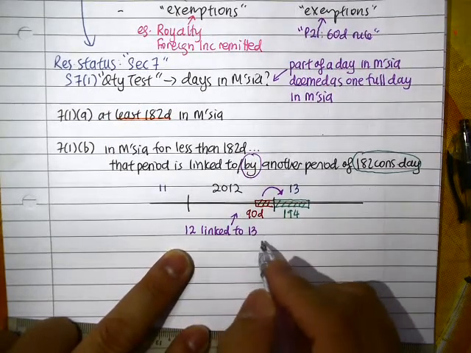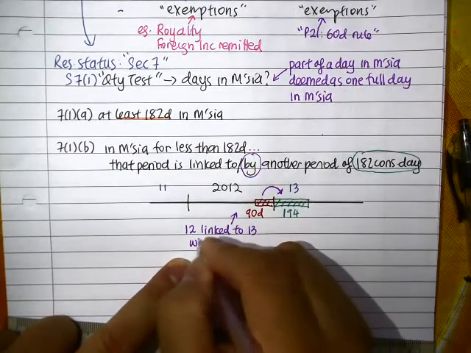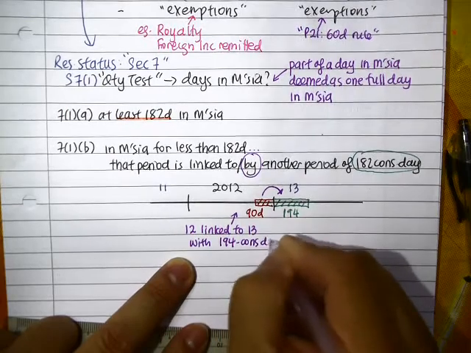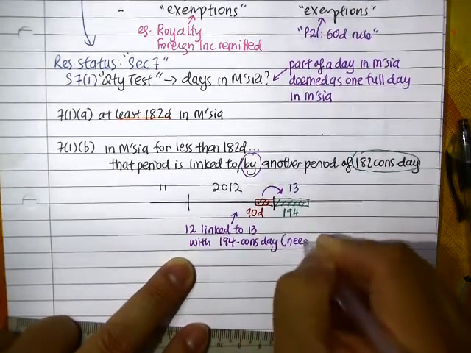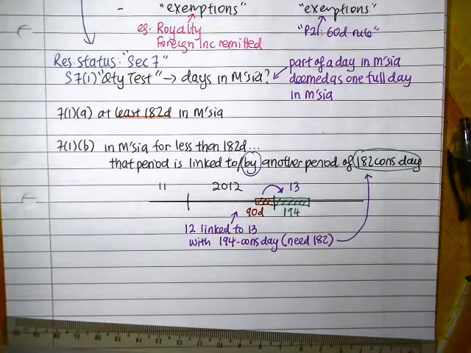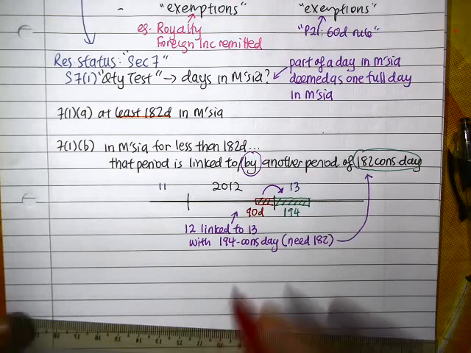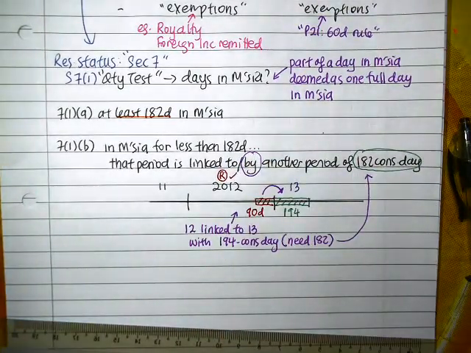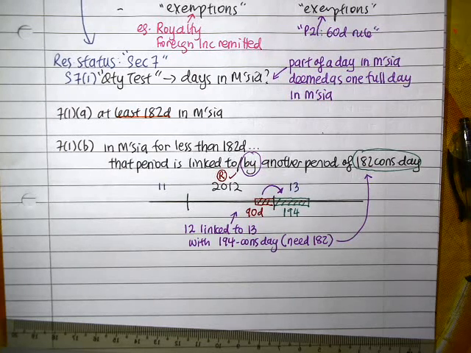And how many days you have in 13? With 194 consecutive days. Now we need 182 only. So in that case, you will see that 2012 you become a resident. Alright, you see that? Okay. Now so that's how 7(1)B works.